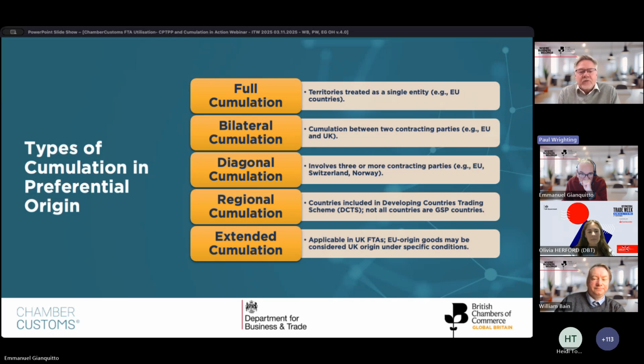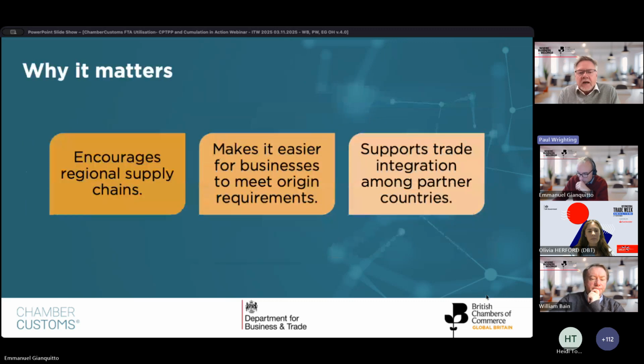Today, we're just going to really talk about full cumulation because that's what applies in CPTPP. What full cumulation means is that you can use the goods from any of the countries that have signed the agreement, and that counts as UK origin when you re-export the goods. So you can import stuff from Malaysia, put it into your product, and then when you export it to another CPTPP country, such as Vietnam, you can say that counts as UK origin, and you're more likely to meet the rules of origin and be able to claim that reduced preference.